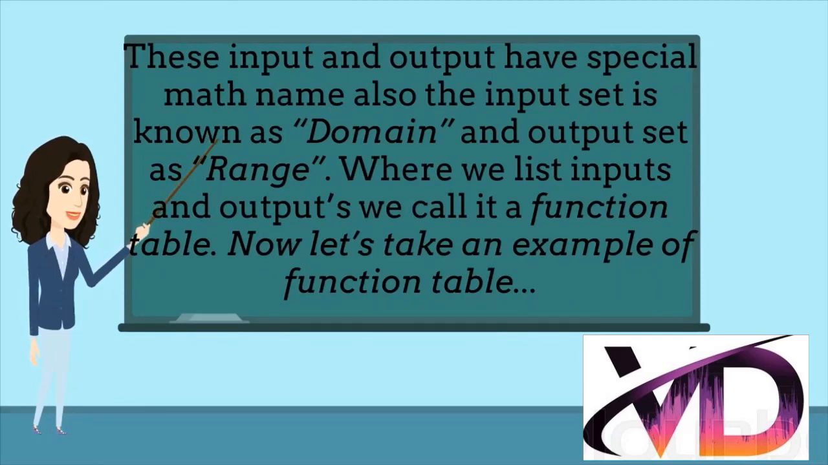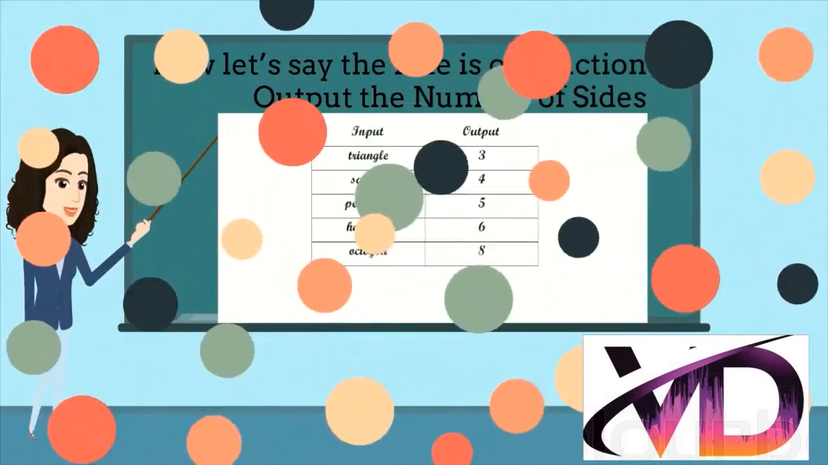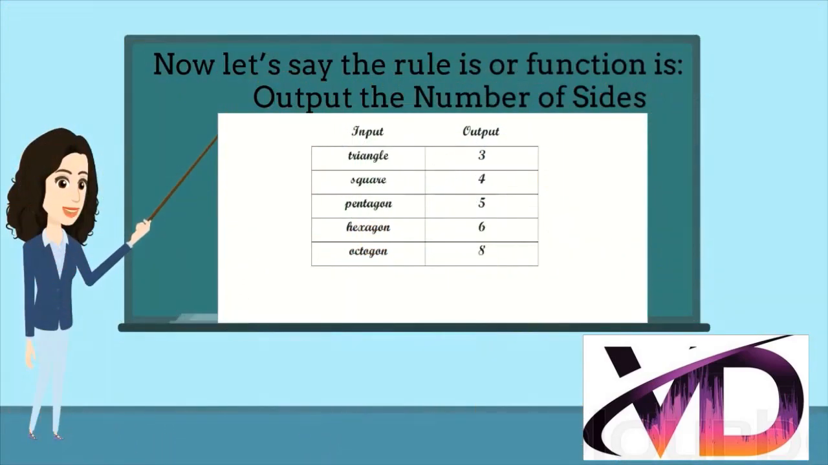Now let's take an example of a function table. Let's say the rule, or function, is: output the number of sides. As you can see in the image of the function table, one column is written input and the other side output. So if we write the input as triangle, then the output we would get is 3, as a triangle has 3 sides. All outputs in this table will apply the same way, like square, output is 4, and so on it will continue.